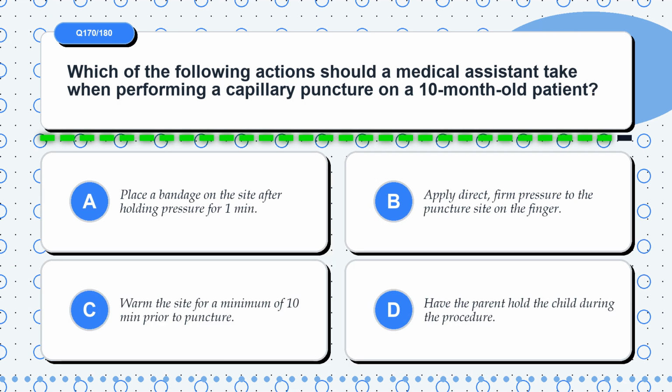Question 170. Which of the following actions should a medical assistant take when performing a capillary puncture on a 10-month-old patient? Here are the options. Option A, place a bandage on the site after holding pressure for 1 min. Option B, apply direct, firm pressure to the puncture site on the finger. Option C, warm the site for a minimum of 10 min prior to puncture. Option D, have the parent hold the child during the procedure.